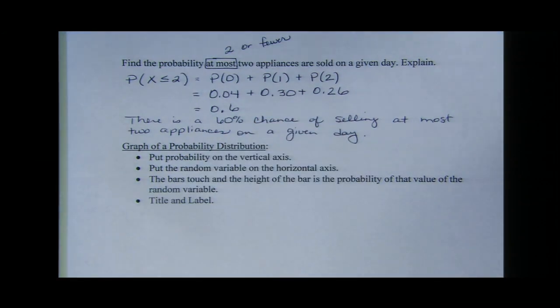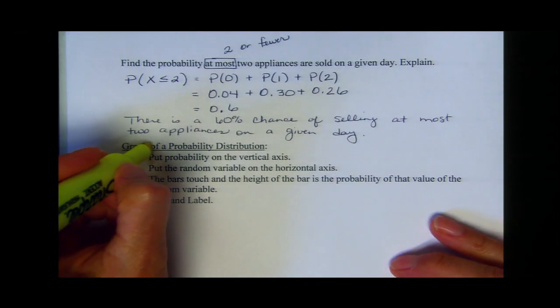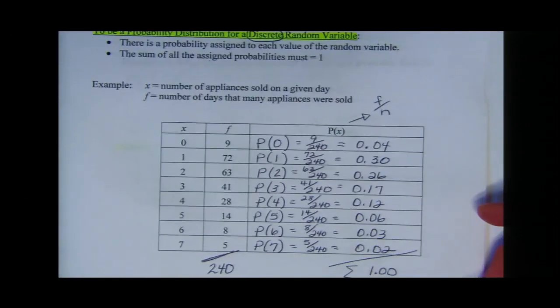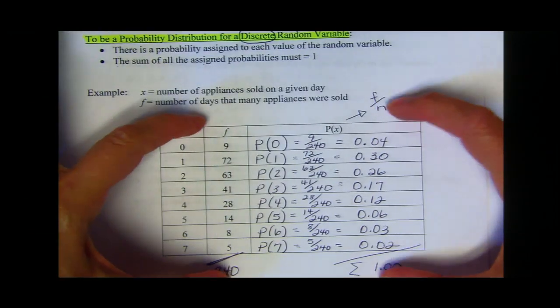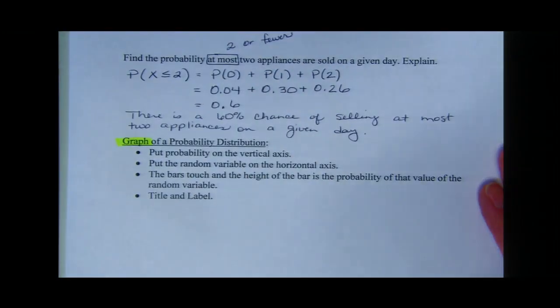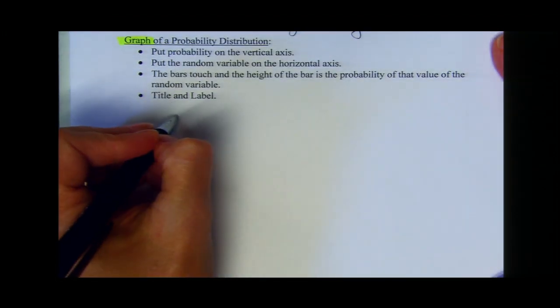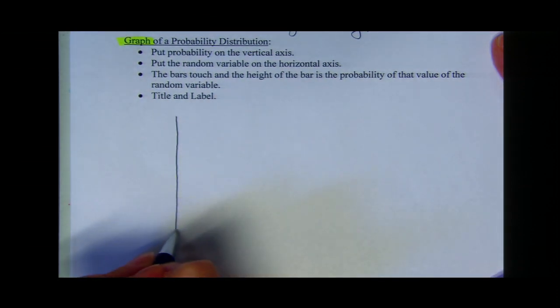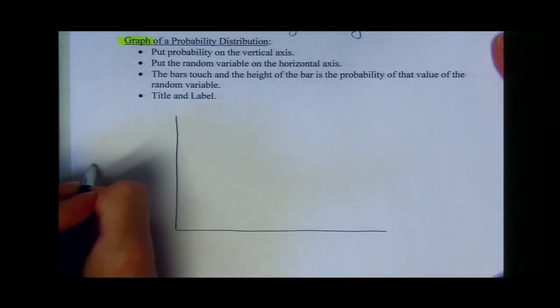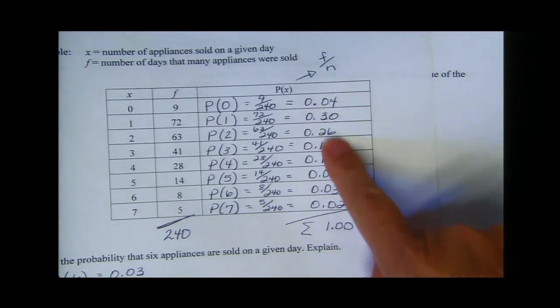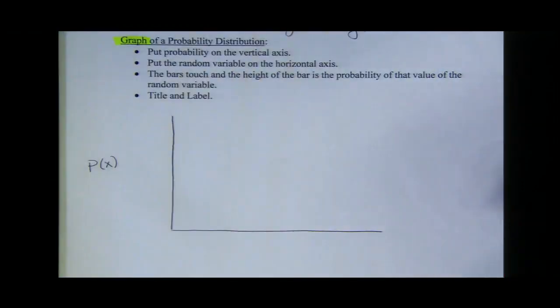All right, now what we're going to do is look at how to graph the probability distribution. So here is my probability distribution, this right here. We're going to look at how to graph this. It says put the probability on the vertical axis and the random variable on the horizontal axis. So I'm going to create my vertical and my horizontal. I look at my probabilities. Here's my P of X, here's all my probabilities, and my largest is 0.30.